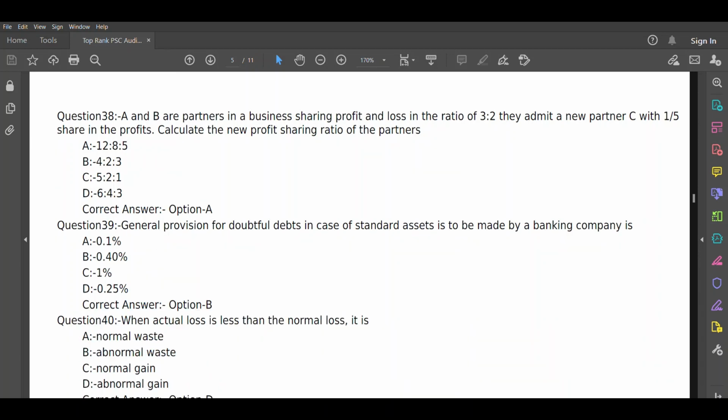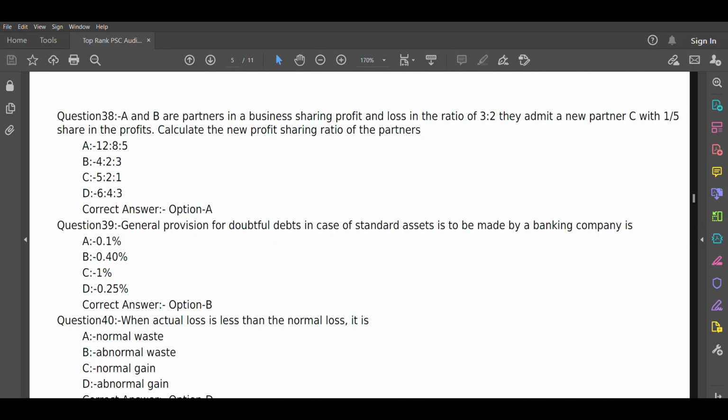A and B are partners in a business, sharing profit and loss in the ratio 3:2. They admit a new partner C with 1/5 share in the profits. Calculate the new profit sharing ratio of the partners. 12:8:5.